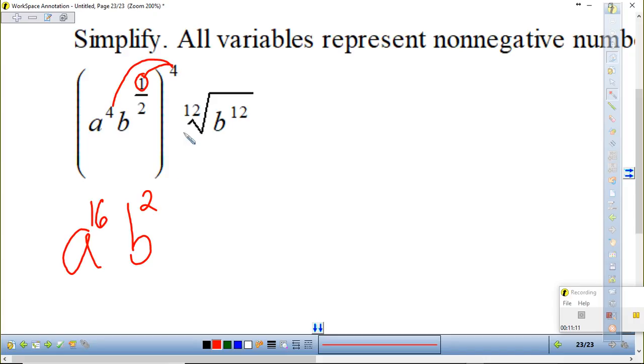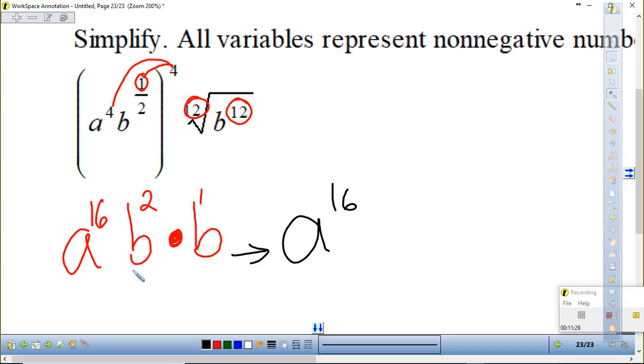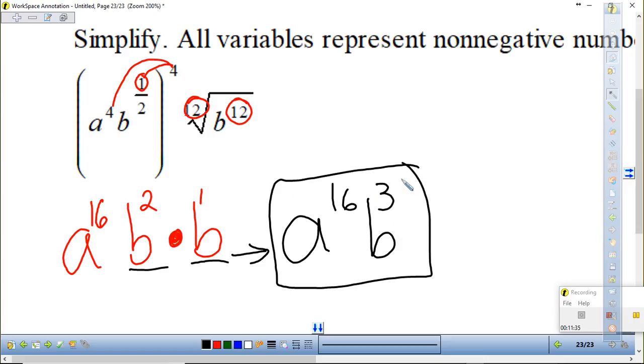To indicate that these are multiplying, you put a big multiplication sign. And what happens to the exponent and the index? You divide. What is 12 divided by 12? B to the first. So now let's simplify this. Are there any other a's? No. A to the 16th. And what is b to the second times b to the first? That's b to the third. So far, so good? Okay. Let's go to number 9.